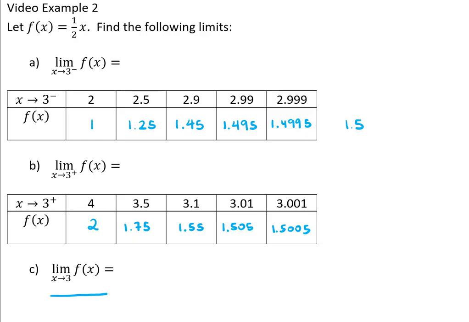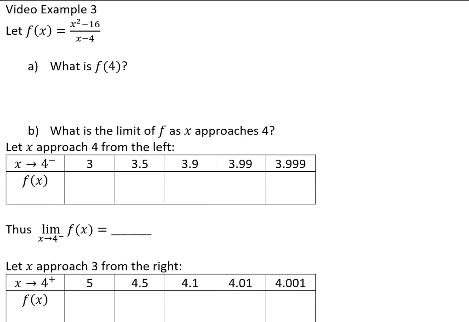Once again, I plugged in the values of x approaching 3 from the right-hand side, and I found the values of f of x approaching 1.5 as well. So because the limit of f of x as x approaches 3 from the left-hand side is 1.5, and the limit of f of x as x approaches 3 from the right-hand side is also 1.5, then the limit of f of x as x approaches 3 is 1.5. We need the left-hand side and the right-hand side to exist and agree with each other for the regular limit to exist.